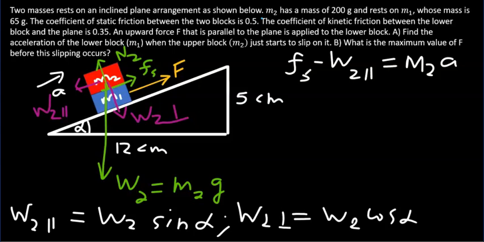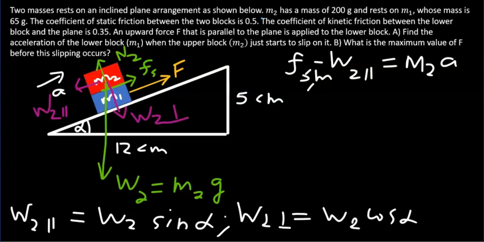We are dealing with a scenario where M2 just starts to slip. When M2 just starts to slip on M1, that means this static friction has got to be maximum right at that moment. So let's write it Fs maximum, Fs M. Now let's substitute for all these terms.